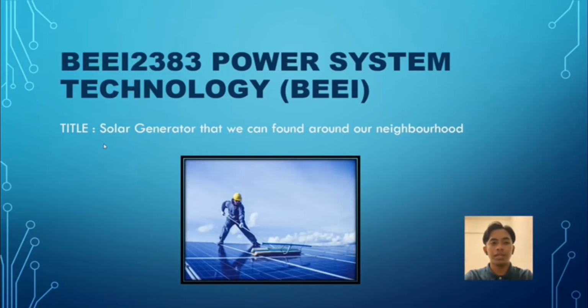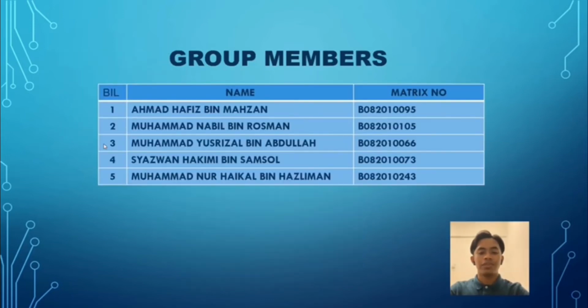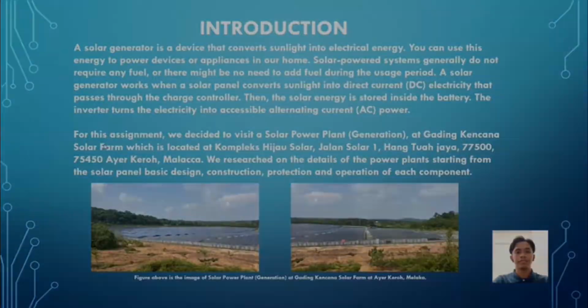For the subject BEI 2383 Power System Technology, my group members and I want to present our assignment, and the title is Solar Generator that we can find around our neighborhood. The group members are first Ahmad Hafiz bin Mahzan, second Muhammad Nabil bin Rosman, next Muhammad Yusriza bin Abdullah, next Shazan Hakim bin Samsul, and last Muhammad Haikal bin Hazliman.